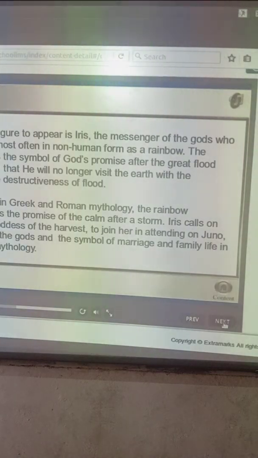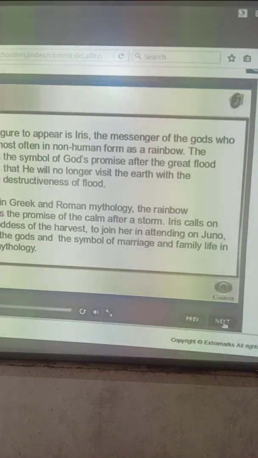The first figure to appear is Iris, the messenger of the gods, who appears most often in non-human form as a rainbow. The rainbow is the symbol of God's promise after the great flood occurred, that he will no longer visit the earth with the worldwide destructiveness of flood. Similarly, in Greek and Roman mythology, the rainbow represents the promise of the calm after a storm.